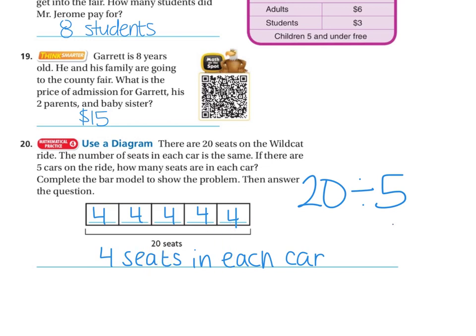Remember, this is only one strategy you could use to solve this problem. This is not the only way. This is just the strategy we're practicing today. So if you needed to draw a picture, or if you would have preferred to do something else, that is absolutely okay. As long as you arrive at this answer down here, 4 seats in each car, that's perfectly acceptable.